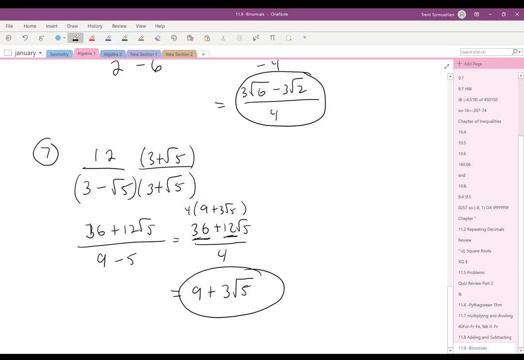Okay, and that's how you go through and simplify binomial denominators and rationalize denominators. You just have to be careful. It's nothing new. It's just applying things that you already know.